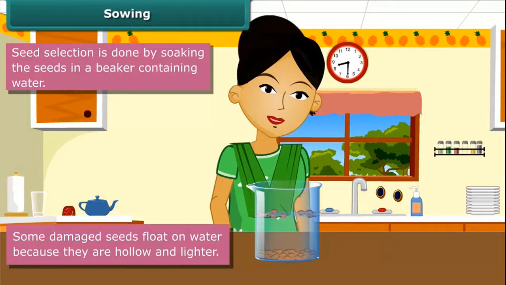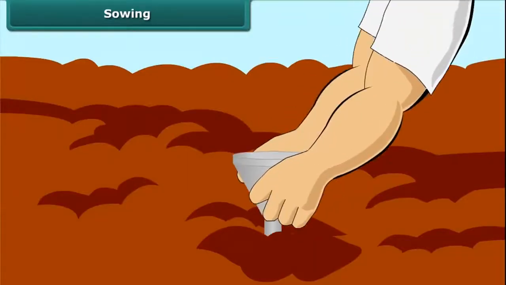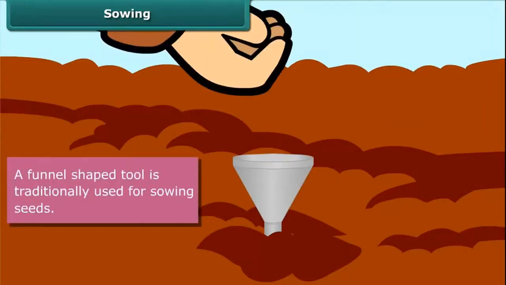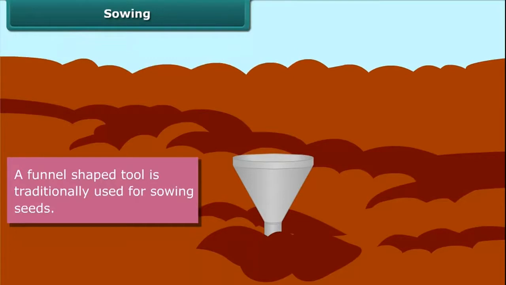Now let us see what are the tools used for sowing seeds. Look at this farmer. He has a funnel-shaped tool for sowing seeds. Observe them closely. What is he doing with this tool? Yes, he is filling seeds into the funnel and passing them down through the sharp ends of the pipe to get them seeded in the soil. This is a traditional method and very easy.